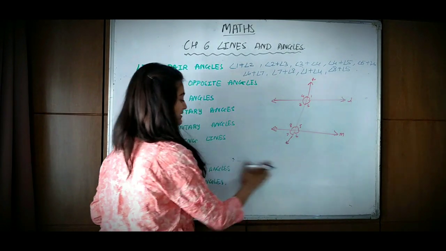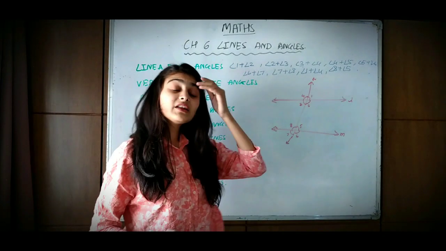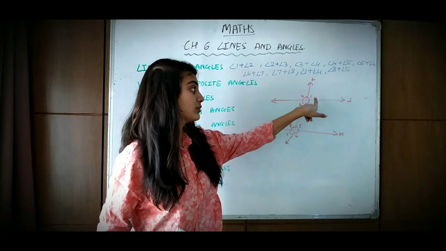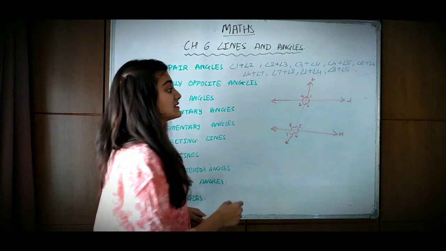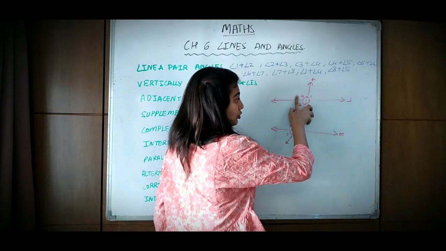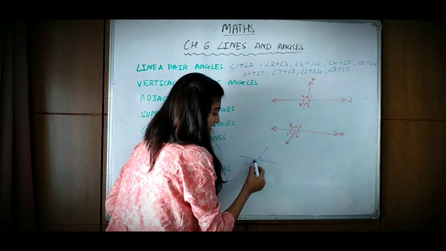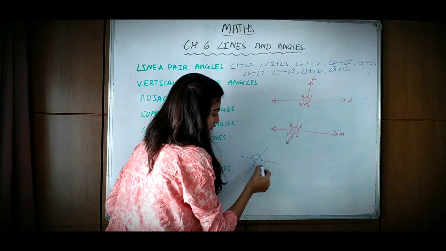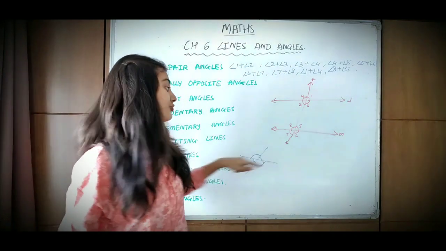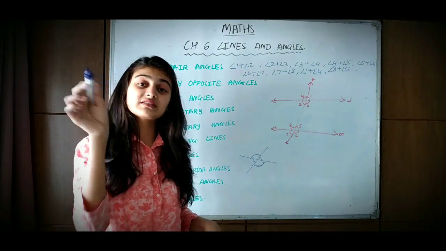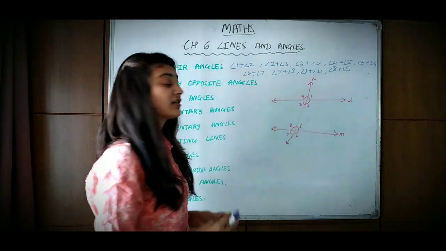Then next we will see vertically opposite angles. Vertically opposite angles are the angles which are formed exactly vertical to each other. Means 1 is equal to 3, 2 is equal to 4. This is equal to this and this is equal to this, as they are opposite to the intersecting lines. If any angles intersect on the same line, then they are vertically opposite angles.